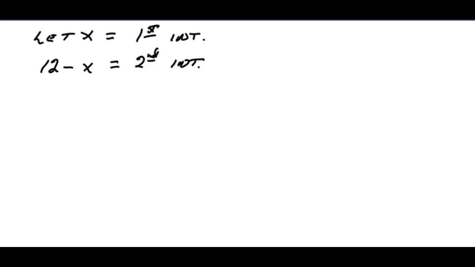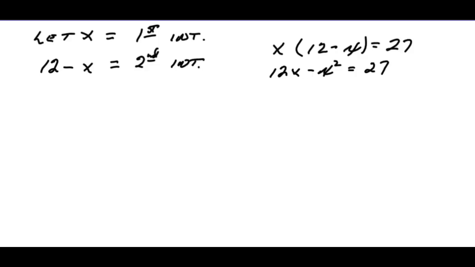So what we're going to do is take the first integer, x, times the second integer, which is 12 minus x, and that equals 27. All right? When we multiply through, we get 12x minus x squared equals 27. Well, now we've got a negative x squared. That's not going to work too well. So what I want to do is add x squared to both sides.